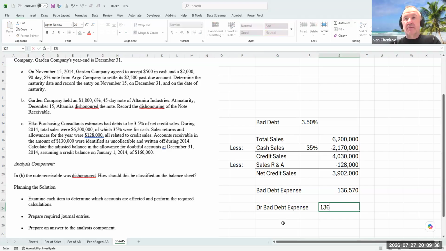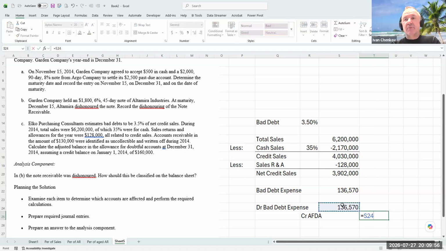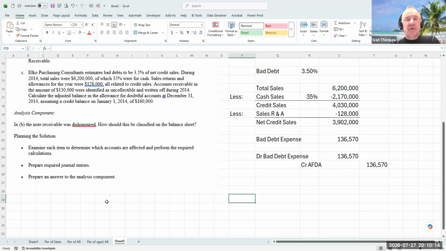Once we have this amount, the journal entry here will be debit bad debt expense for $136,570, and credit goes to allowance for doubtful accounts with the same amount. So we have our journal entry to record the bad debt expense. Now what we have to do is trace what happened with the allowance for doubtful accounts. For the allowance for doubtful accounts, we can open the T account right here.